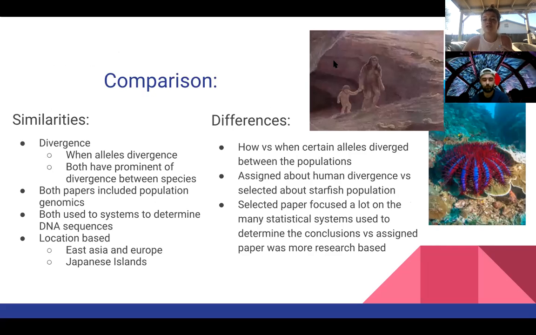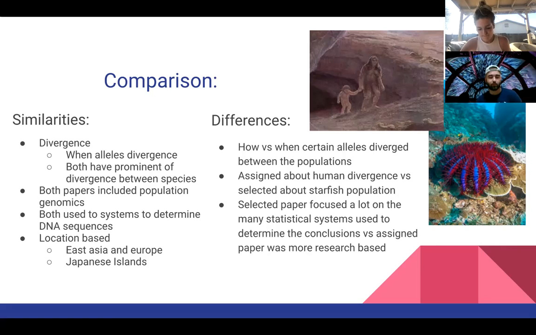So when it comes to alleles, there's obviously the allelic divergence for both, and they are both prominent in divergence between species. So for example, my starfish is going to be in different regions for both papers, and both papers included population genomics as well, which is the main cause of this presentation, and they were both location based. So hers was in East Asia and Europe, and mine was in the Japanese islands. They also used statistical analyses to see DNA sequences, which is also important.